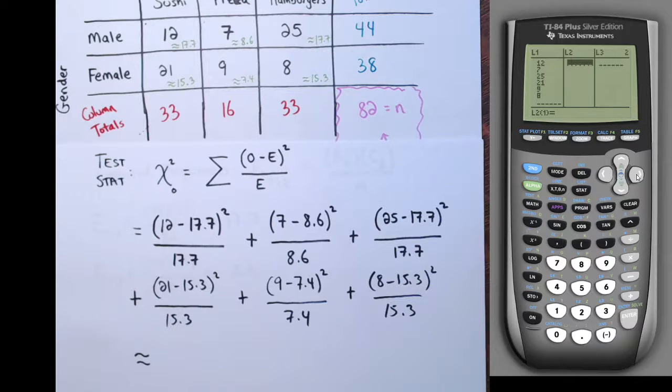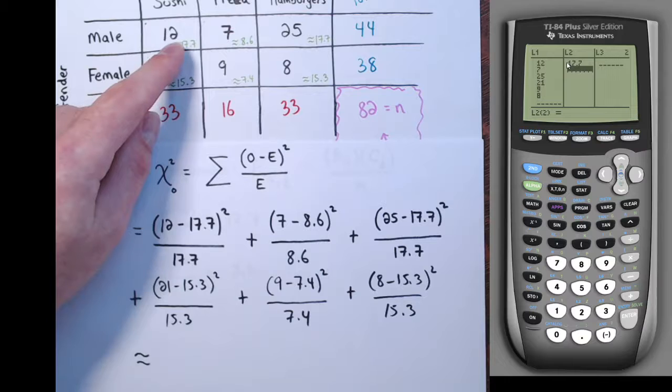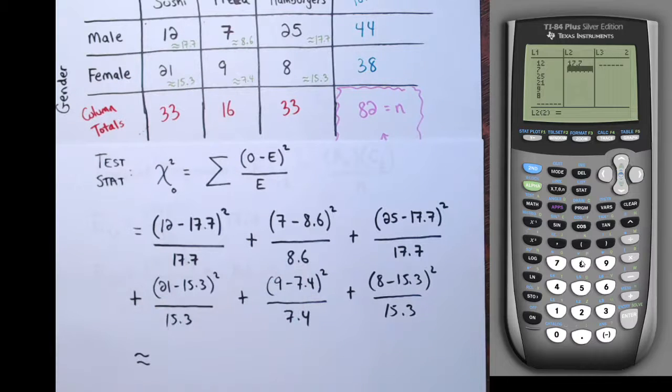Alright, and then down list L2 I'll enter all the expected values, 17.7. And then make sure that they're lined up with the correct observed value, right? 12 with 17.7, 7 with 8.6, and so on. 8.6, then 17.7 again, and 15.3. And after I'm done with all this, I'm going to show you a much faster way to find all these things.